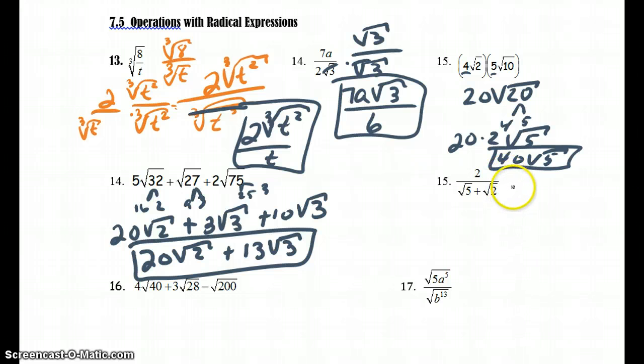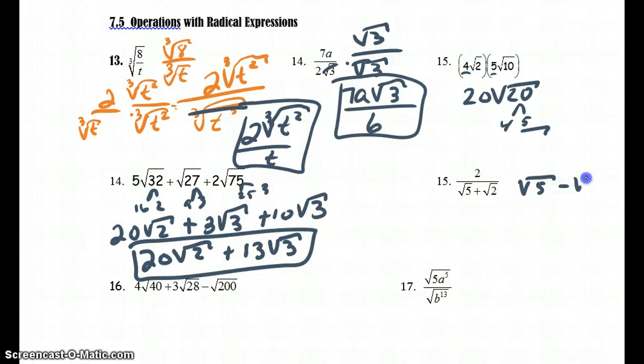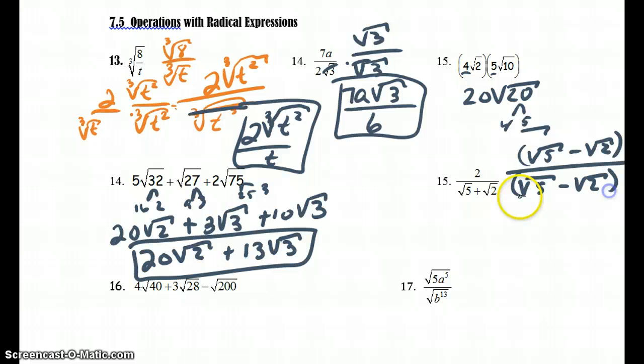On 15, we're going to multiply by the conjugate. The conjugate in this case is the square root of 5 minus the square root of 2. What I do to the top, I must do to the bottom. The reason being is that this piece right here is essentially multiplying by 1, so we are not changing the value.